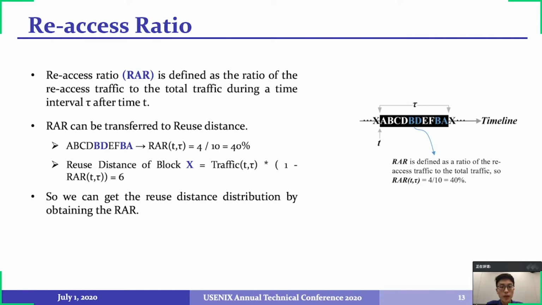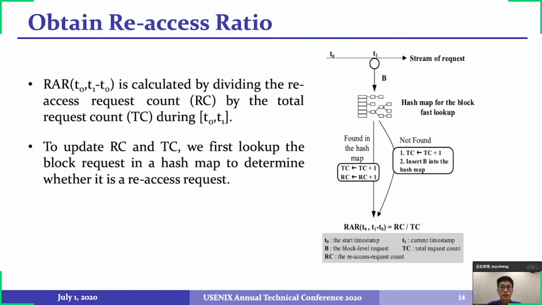Therefore, we can get the overall reuse distance distribution by obtaining the reaccess ratio. The complexity of getting the reaccess ratio is relatively low. As shown in the right figure, we only need to look up the block request in a hash map to determine whether it is a reaccess request.